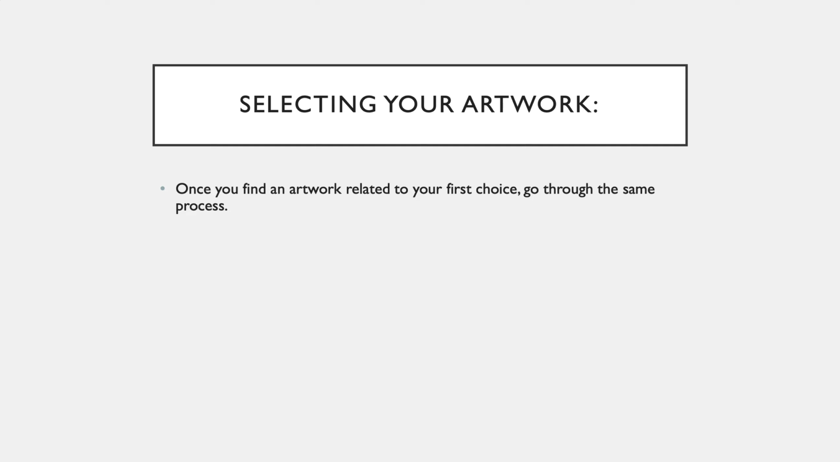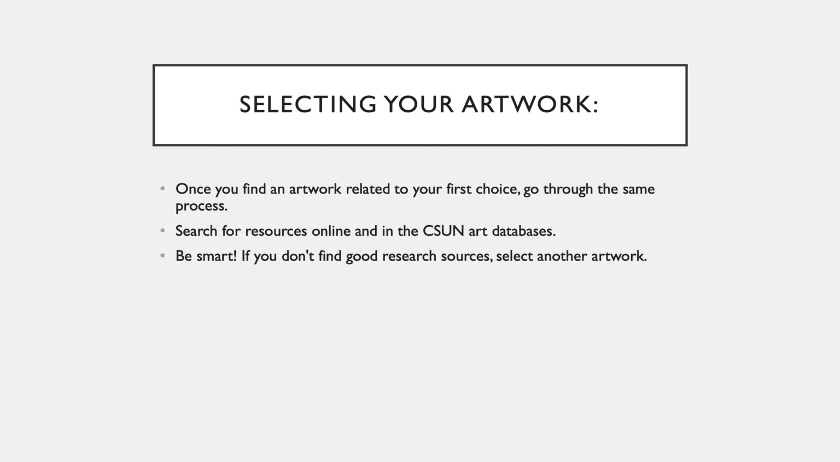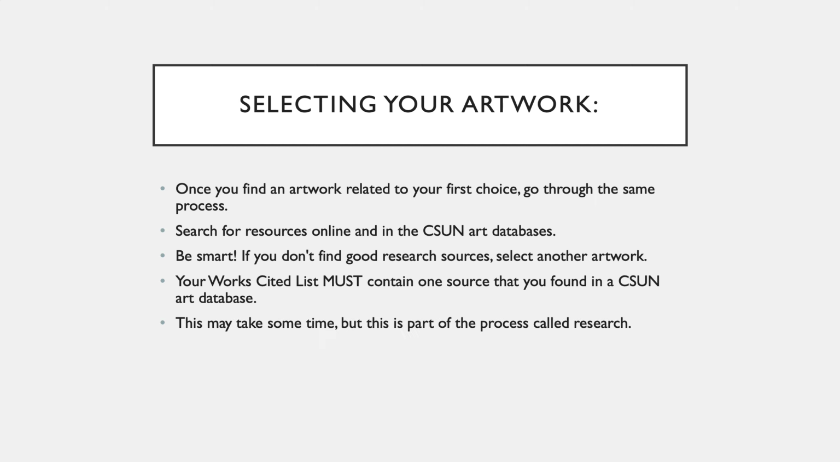Once you find an artwork related to your first choice, go through the same process. Search for resources online and in the CSUN art databases. Be smart. If you don't find good research sources, then select another artwork and start the process over. Your works cited list must contain one source that you found in a CSUN art database. This may take some time, but this is part of the process called research. And often you're going to find something even better than you would have thought if you go through this a few times.